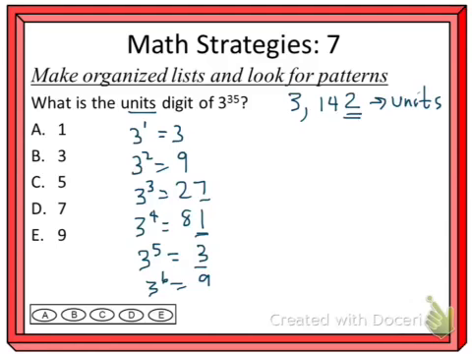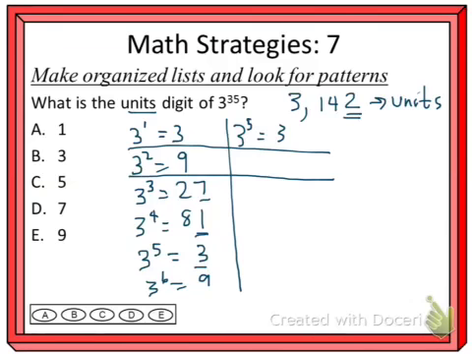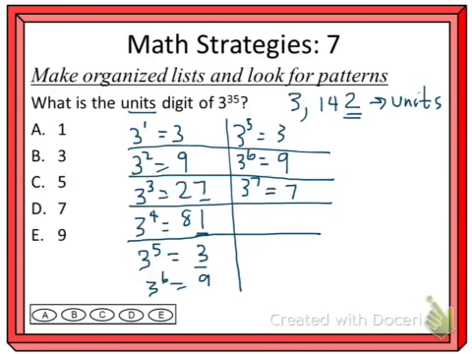So let me just organize this a little bit better. 3 to the 5th also ends in a 3. 3 to the 6th also ends in a 9. 3 to the 7th. So I'd have 9 times 3 is 27, so it ends in a 7. And 3 to the 8th is equal to, so I'd have 7 times 3 is 21, so I'm looking at a 1. So I'm just seeing these 4 numbers repeat over and over again.